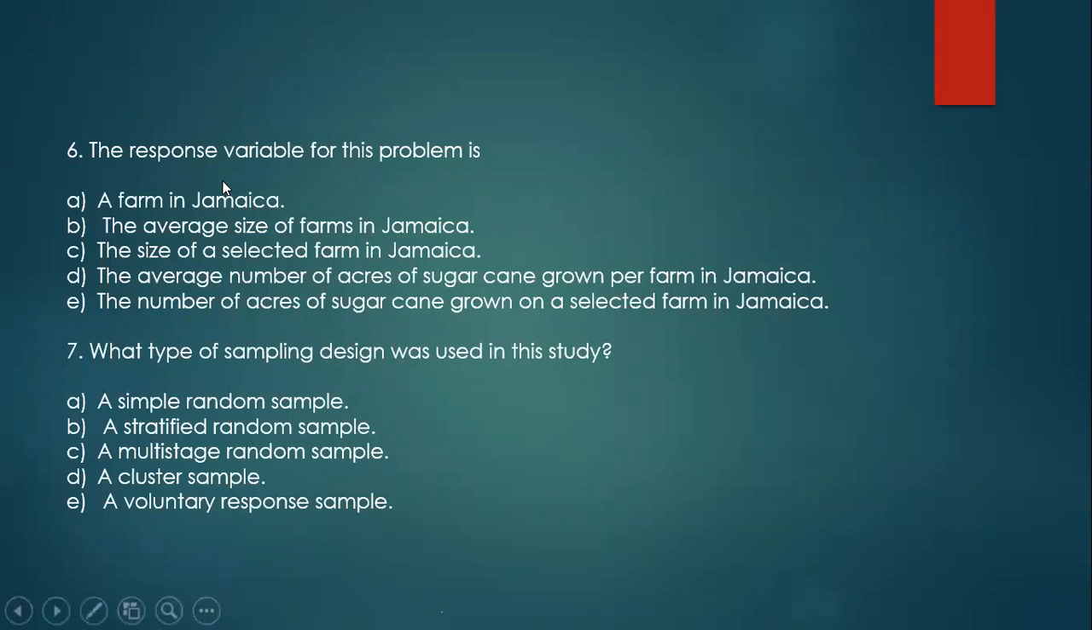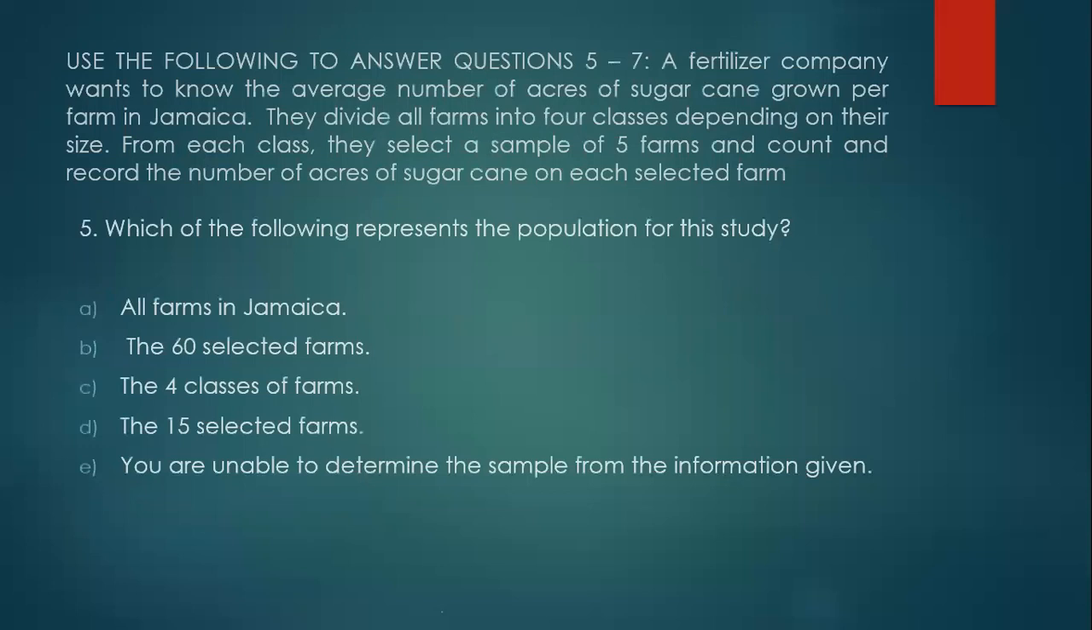It says now that the response variable for this problem is what? Yeah, so the response variable will be the number of acres of sugarcane grown on a selected farm in Jamaica. Why? Because it says that for each class, they select a sample of 5 farms and count and record the number of acres of sugarcane on each selected farm.